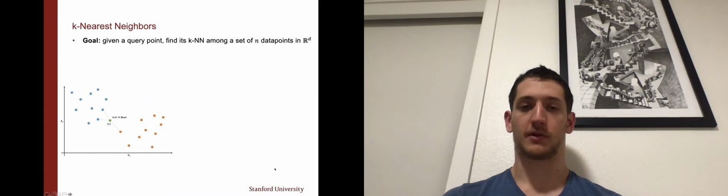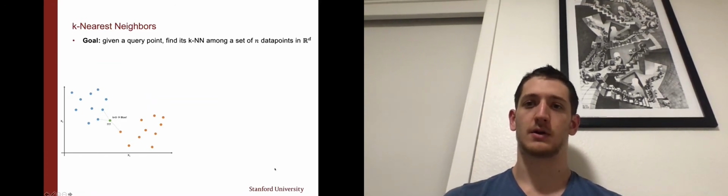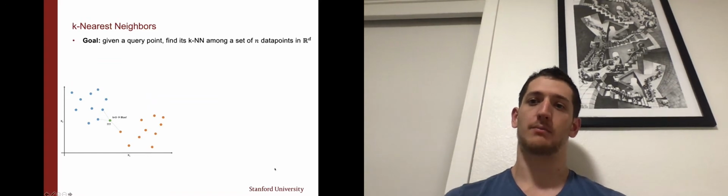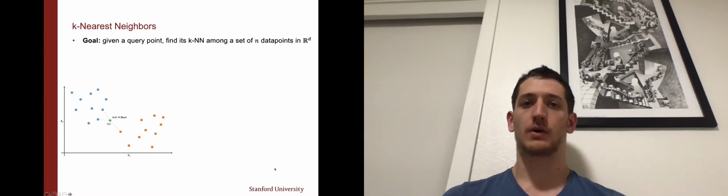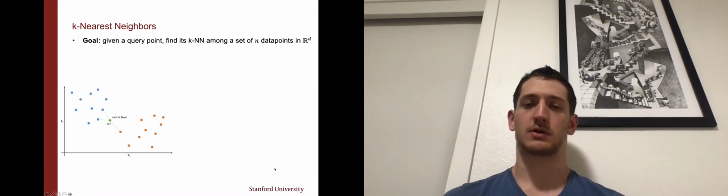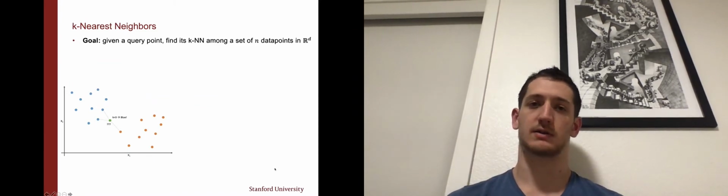So first, to formulate the problem, I'll be discussing the querying version of k-nearest neighbors, where we have a data set of n points in R^d, and a new query point arrives, and we want to find its k-nearest neighbors among this set of n points. You can consider most common distance metrics for the sake of this talk, but for concreteness, let's focus on L2.